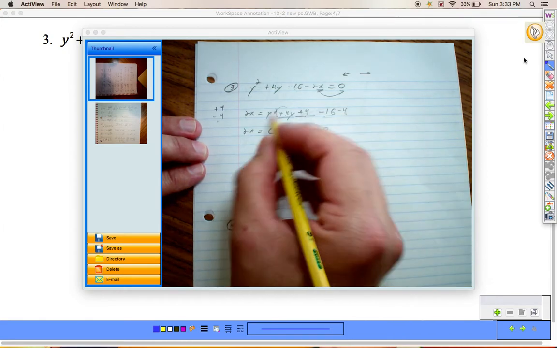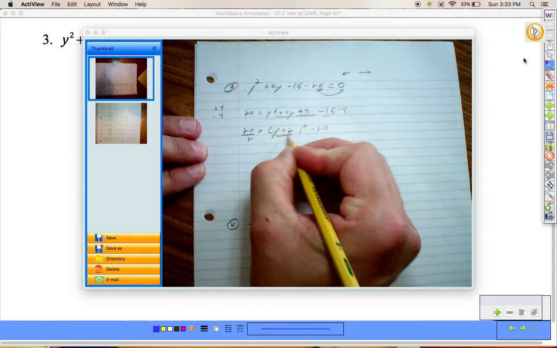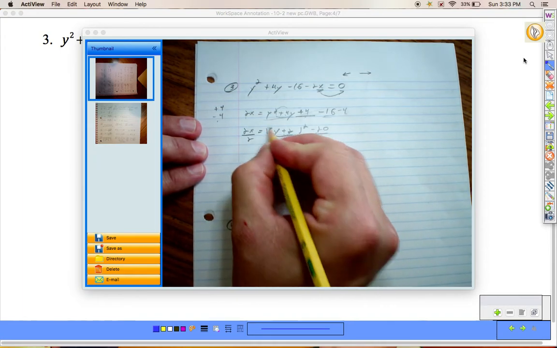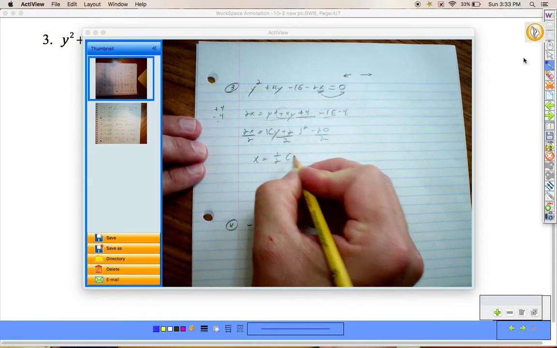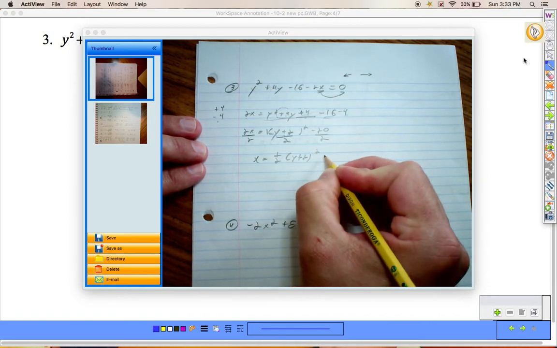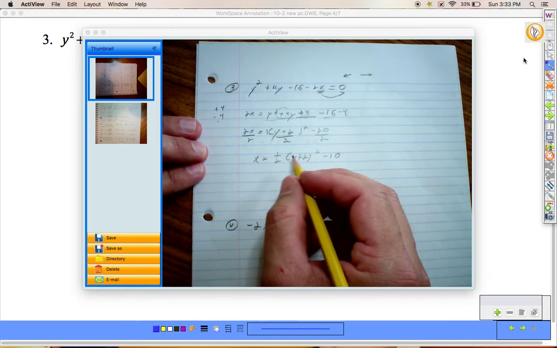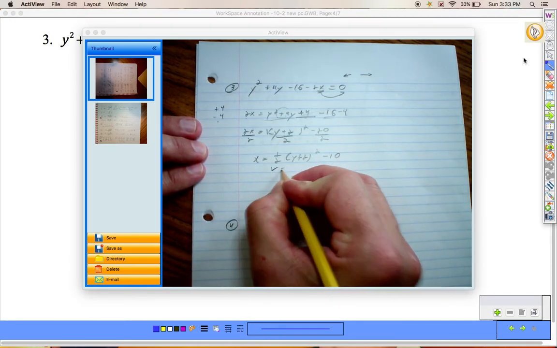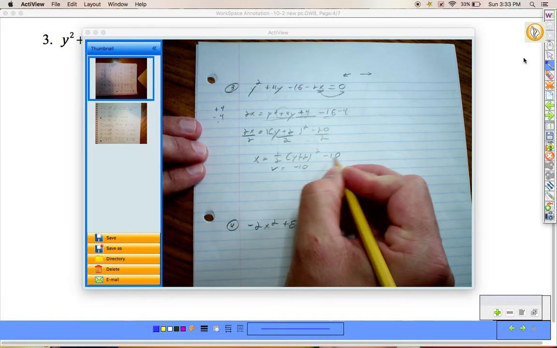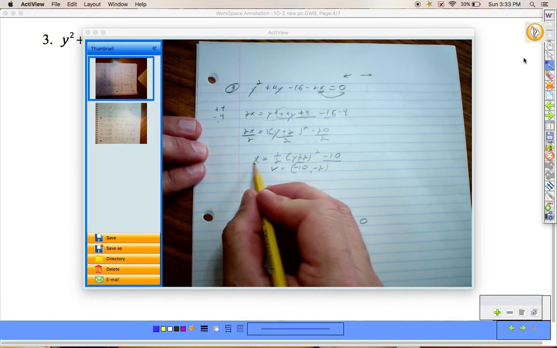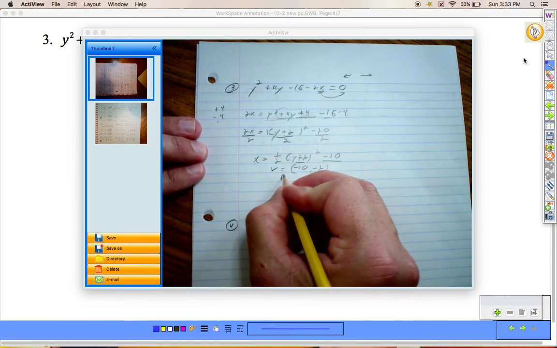All right, my next step, I want to solve for x. So I'm going to divide all 3 of these pieces by 2. And I get x equals 1/2 y plus 2 quantity squared minus 10. Now that I have it solved for x and it's in the right form, HK form, my vertex is going to be negative 10, and the opposite, negative 2. It's an x equals and a positive, so it's going to go to the right.